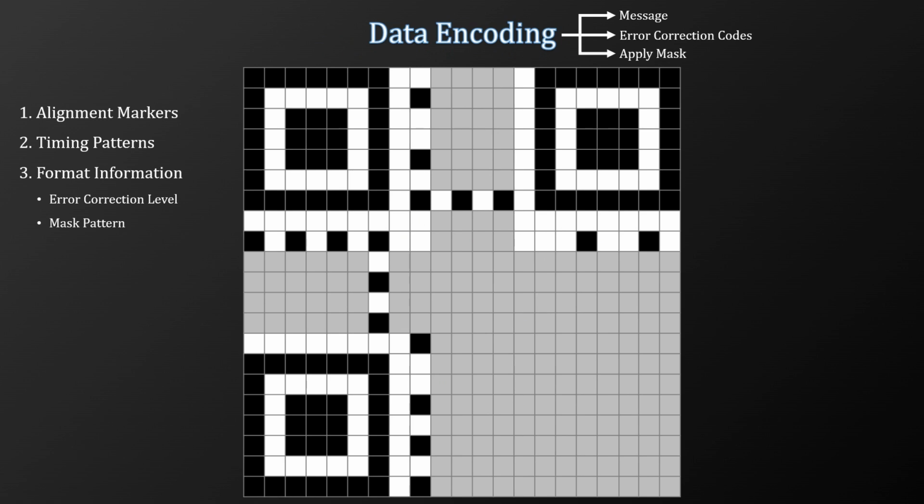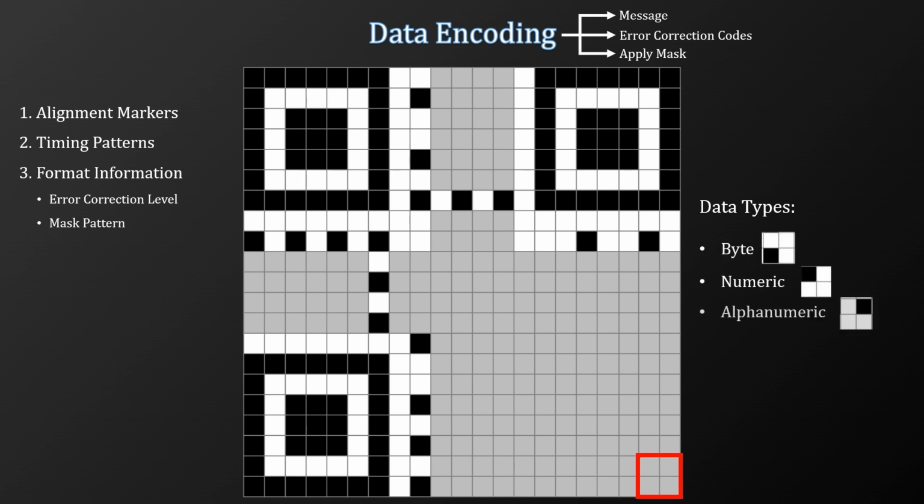First part of the message is the data type. The 4 squares at the bottom right corner identify the type of data encoding. These indicators define whether the code contains byte, numeric, alphanumeric, or even characters from the kanji character set. For our example, we'll use byte encoding. Data type indicators guide the scanner on how to interpret the information.